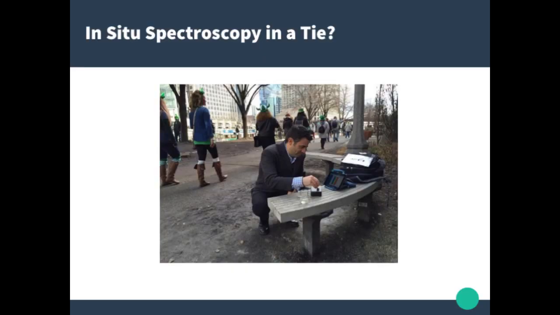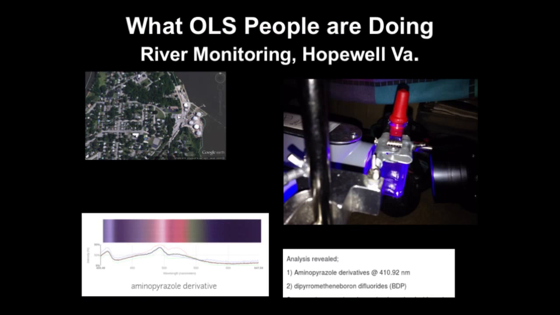And people are actually using these to make measurements in a variety of places. Here's some guy, I thought this was interesting because he's basically dressed in a suit and tie, making a spectroscopic measurement, obviously in an urban environment. Here's some people that are monitoring river quality in Hopewell, Virginia, using instruments very similar to the one that I just showed you there. And they're looking for, in some cases, very hazardous chemicals that are in the water. So this is kind of an example of environmental spectroscopy liberated by the people, in a sense.